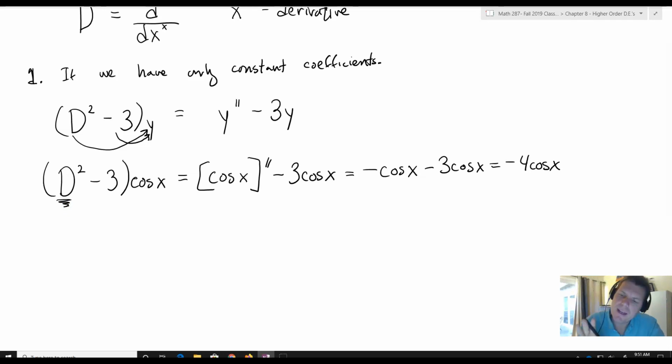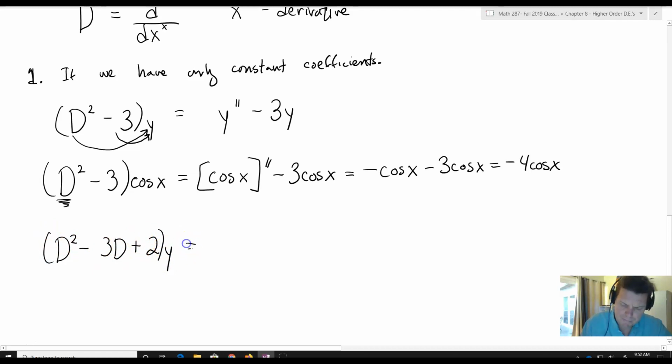Now the neat thing about utilizing constant coefficients is that we can kind of treat these a little bit like they're polynomials. And this is a cool thing that we're going to be utilizing a lot when we start to solve homogeneous differential equations with constant coefficients. So let's take, for example, D squared minus 3D plus 2. We'll have that be our differential operator, and we'll apply it to y.